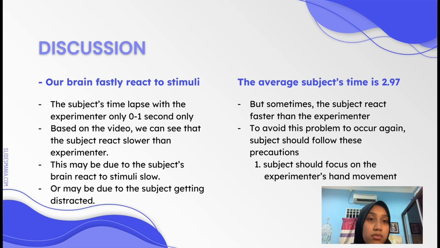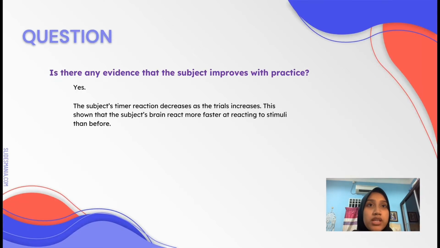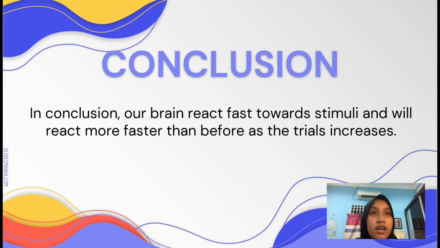To avoid this problem from occurring again, subjects should follow these precautions. First, subjects should focus on the experimenter's hand movement. Question: is there any evidence that the subject improved with practice? Yes. The subject's reaction time decreases as the trials increase. This shows that the subject's brain reacts faster to stimuli than before. For conclusion, our brain reacts fast towards stimuli and will react even faster than before as the trials increase.